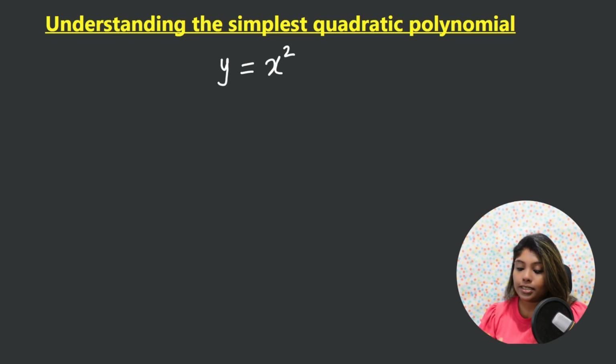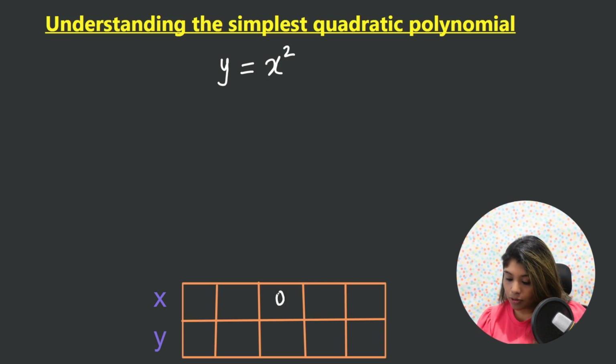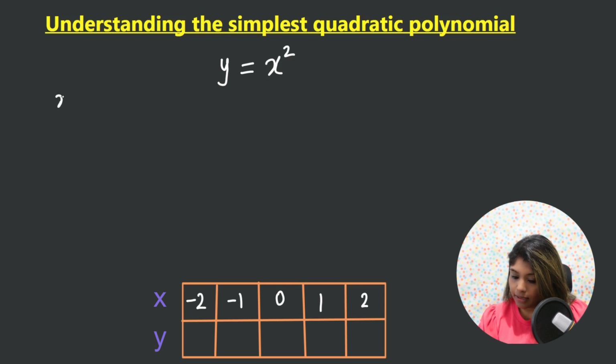Let's try to put in some points for x and find out what is the value for y. So we are going to create a table of values. For that, I'm going to pick some positive values, 0, and then some negative values as well. So let's try maybe 0, -1, -2, +1, and +2. As we keep substituting, let's say if x is -2, then y would be -2 raised to 2, right?